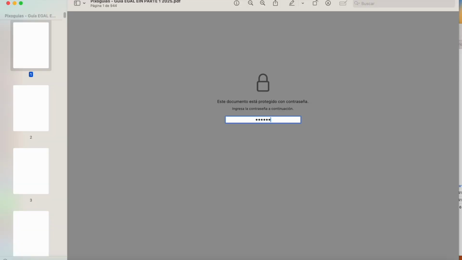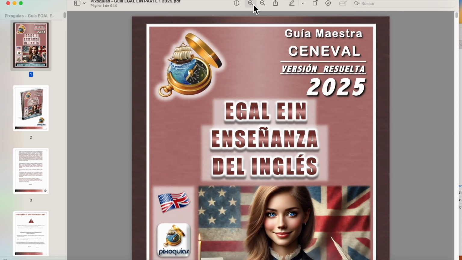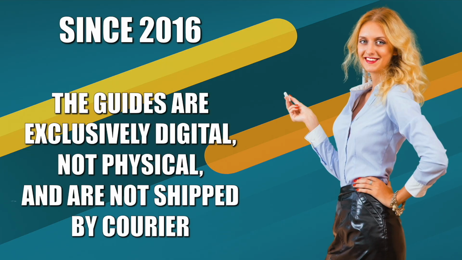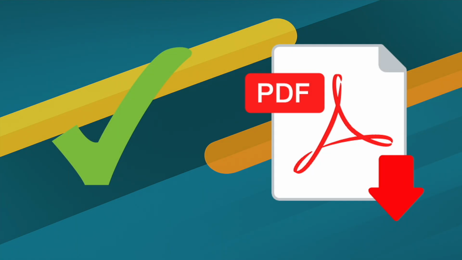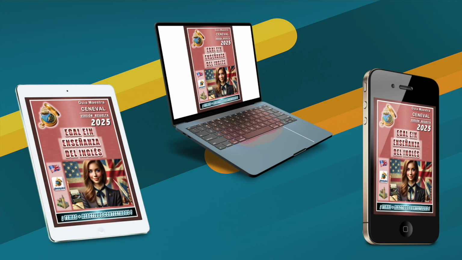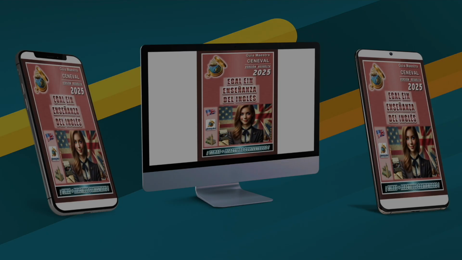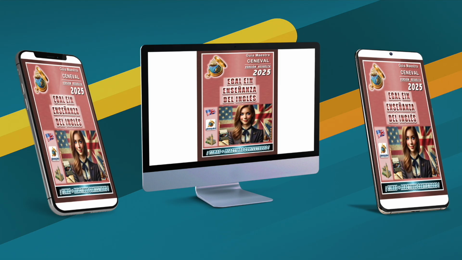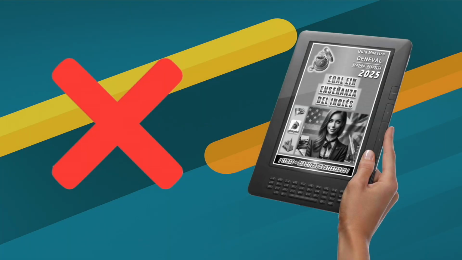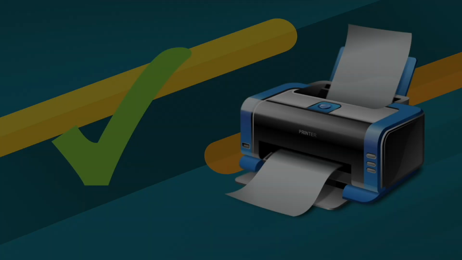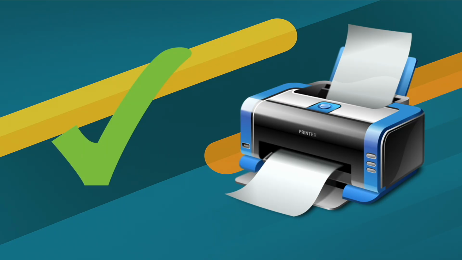The digital guides are protected with a password that we will provide you, and the documents can be viewed on gadgets such as laptop, desktop computer, smartphones and tablets, except Kindle. So also, you can just print the guide if you wish.